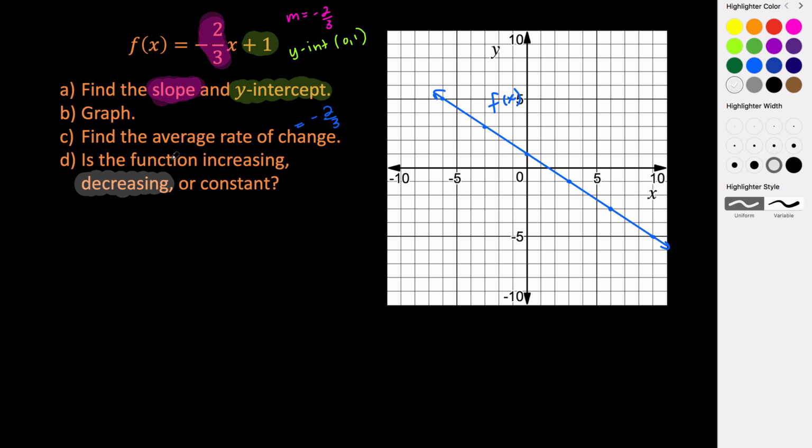So when you're looking at graphing a line, we know that we need to find the slope and y-intercept. The average rate of change, again, for a line is just the same value as the slope. And then to figure out if a function is increasing, we look at its slope. If it's positive, it's increasing. If it's negative, it's decreasing. And if it's 0, meaning it's a horizontal line, then it's constant.